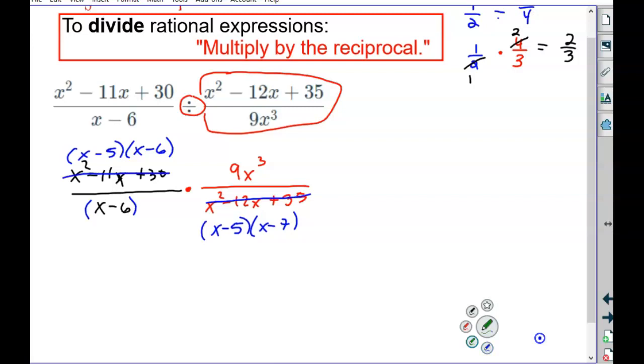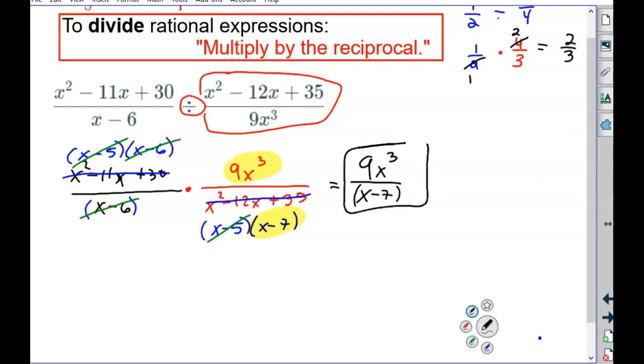And now it's that same game. What do we have for common factors? And x minus 5 goes away. And x minus 6 on top and the bottom. And all that's left over then is these two pieces. Sometimes you'll have a lot left over. Sometimes you have very little. There's nothing to reduce the 9x to the third with the x minus 7. That is as far as we can go.